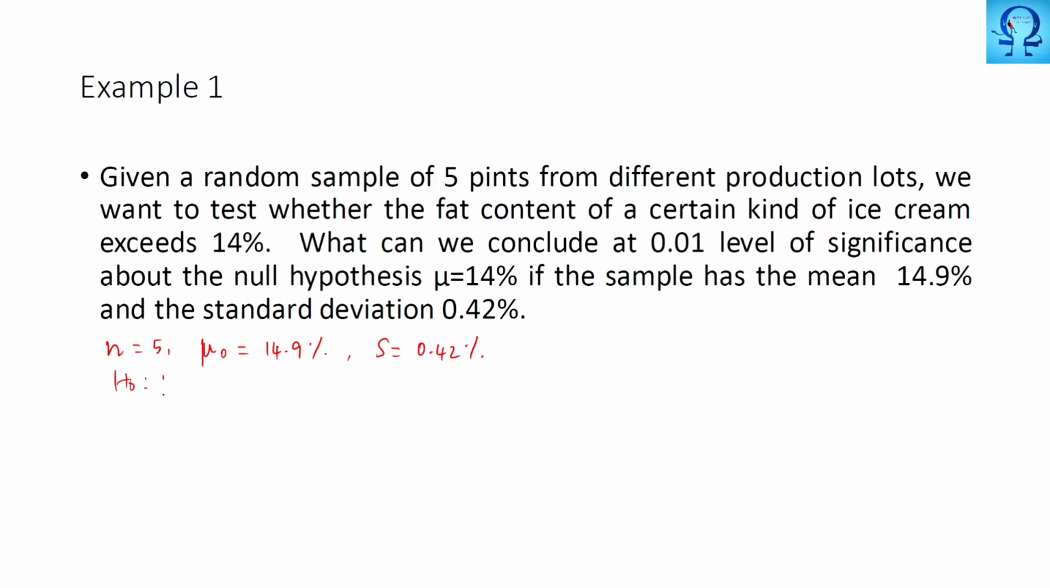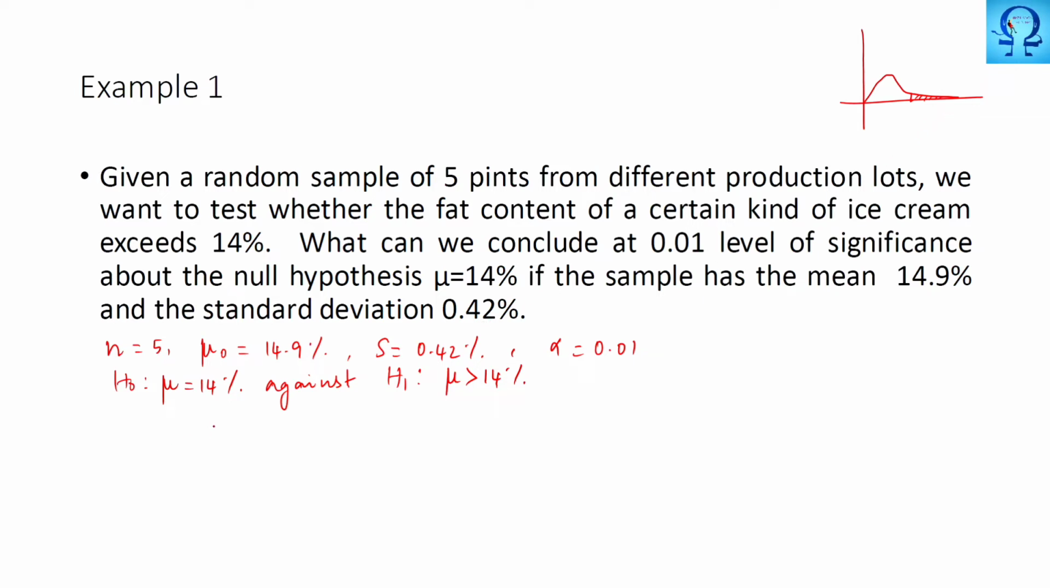Here the null hypothesis is to test whether mu equals 14 percentage against the alternate hypothesis H1, mu is greater than 14 percentage. Now that we have set up the problem, also note that the level of significance given here is 0.01. Here we assume that the population sampled is normal, we have a small sample, and mu greater than 14 means it is basically a right tail test. This is what we are going to check.